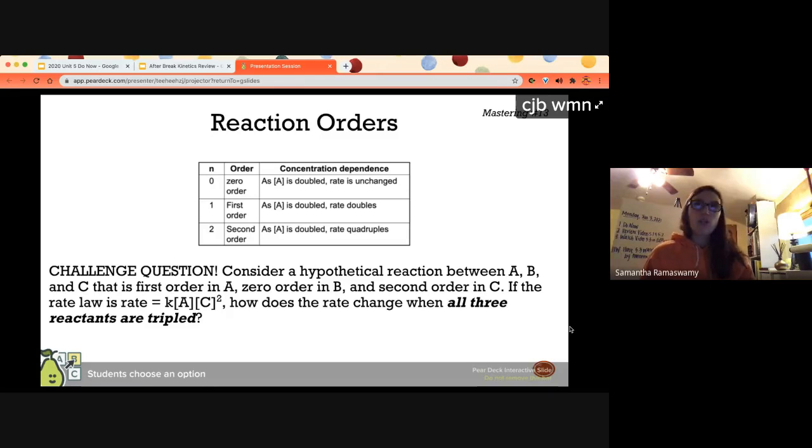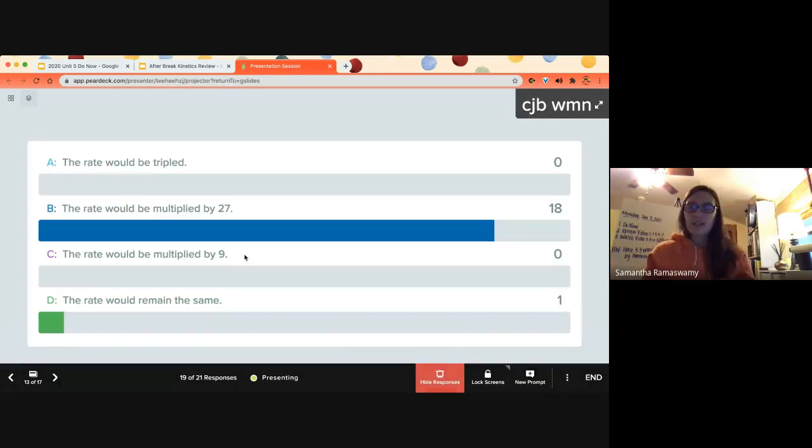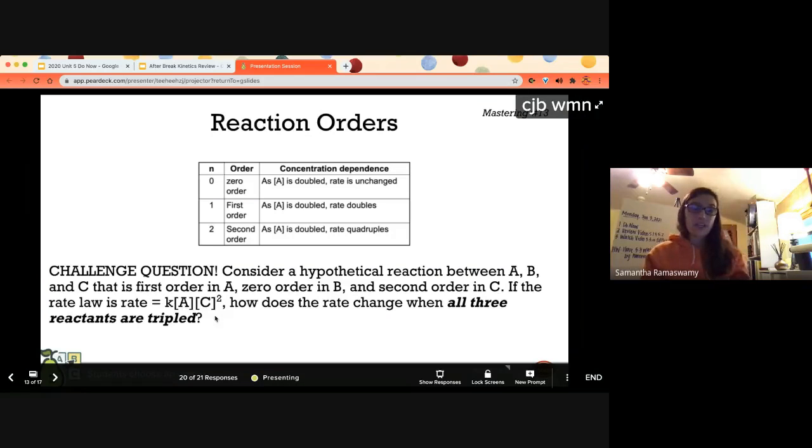So again, when you have questions like this, as some people are finishing up, maybe doing the math, as you are doing questions like this and you're changing multiple reactants at the same time, do what I just said. Plug what you're doing to the reactant in for the reactant concentration. If we look at our responses, the majority of people chose B. The rate would be multiplied by 27. That's correct, because you plug in a 3 in the rate law.